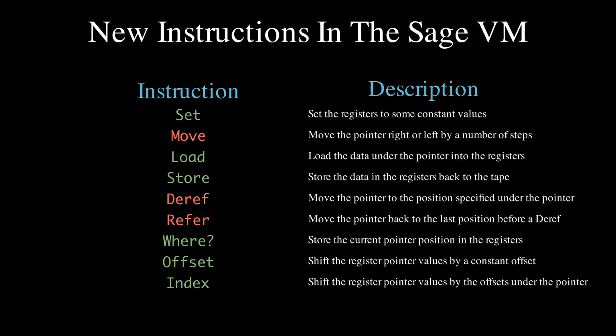The deref and refer instructions enhance the caveman's ability to move around the tape. Deref treats the value in the current main memory cell as the new pointer and leaps to that position. Refer does the opposite, undoing the last deref operation. Where, offset, and index allow us to manipulate pointer values in a way that avoids requiring the knowledge of how the caveman is representing the pointer in his head. This way we can interface with existing pointer functions from other cavemen, like malloc and free.